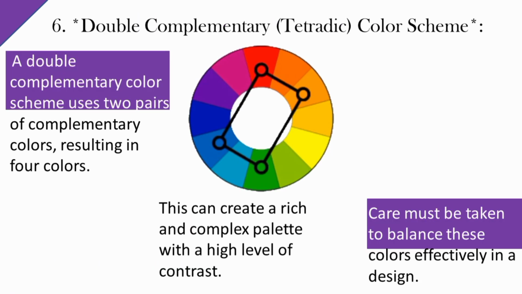6. Double complementary, or tetradic, color scheme. A double complementary color scheme uses 2 pairs of complementary colors, resulting in 4 colors. This can create a rich and complex palette with a high level of contrast. Care must be taken to balance these colors effectively in a design.